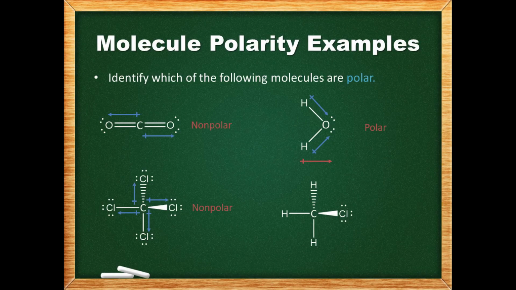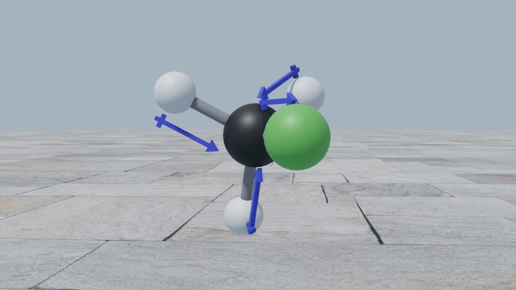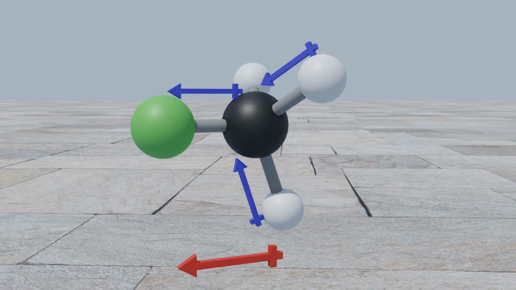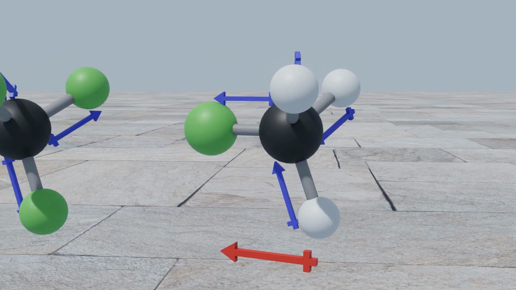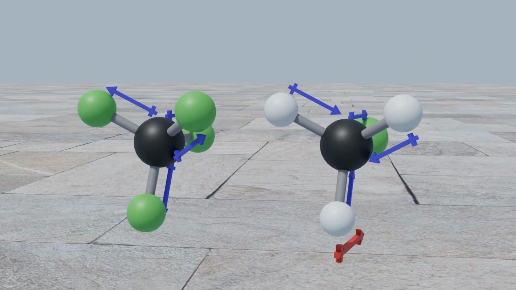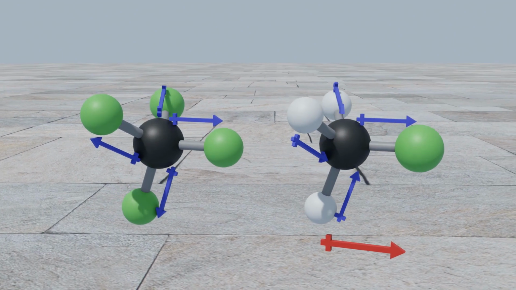The molecule at the bottom right, however, called chloromethane, has all of its bond dipoles pointing in the same general direction. For more clarity, let's take a look at this in 3 dimensions. The bond dipoles don't cancel and instead reinforce each other, resulting in an overall dipole moment and thus a polar molecule. These last 2 molecules illustrate the possibility that 2 molecules having the same shape and containing polar bonds could either be polar or nonpolar.